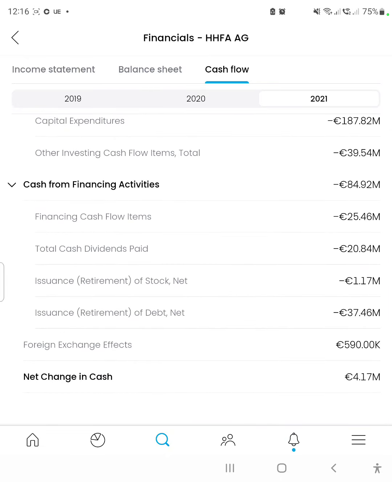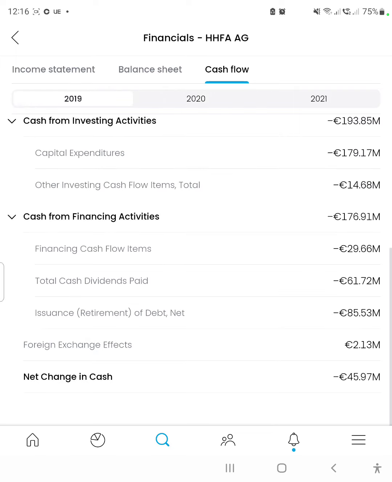The net change of cash was 4.17 million euros, which is quite a good figure, but it definitely needs to be stronger considering how large the company is, to be able to attract shareholders. In the 2020 financial year, its net change in cash was 39.17 million euros negative, and in the 2019 financial year it was 45 million euros negative.